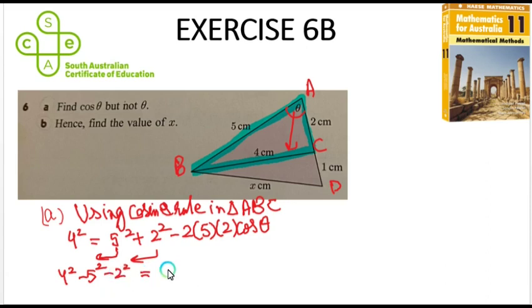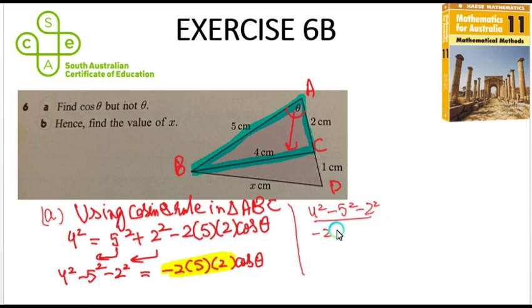And we're left with minus 2 times 5 times 2 into cos of theta, right? Now shift this whole thing to the other side as well. So it will divide. So it will be 4 square minus 5 square minus 2 square over negative 2 times 5 times 2 equal to cos theta, right?